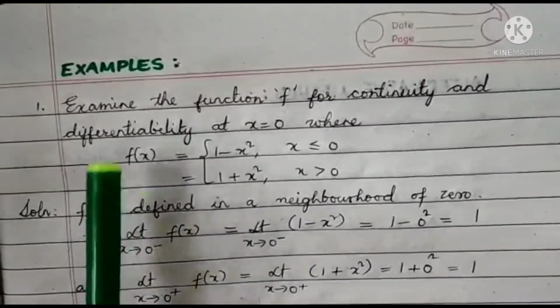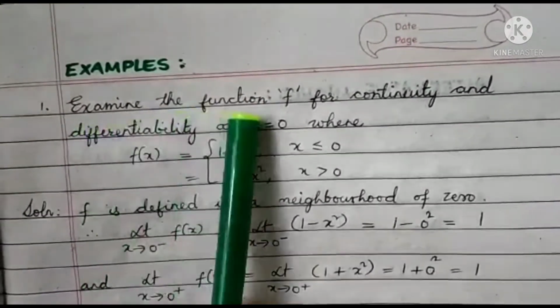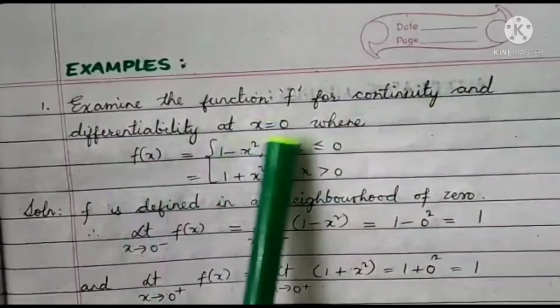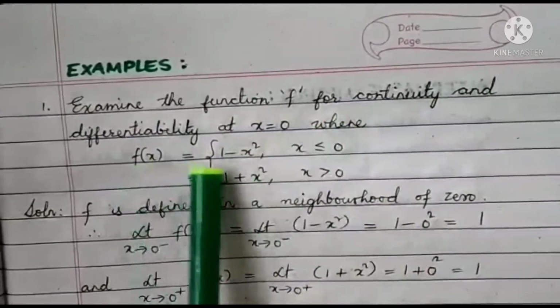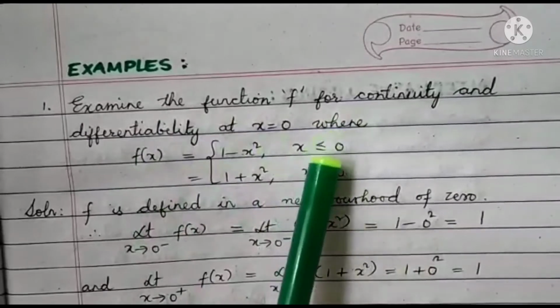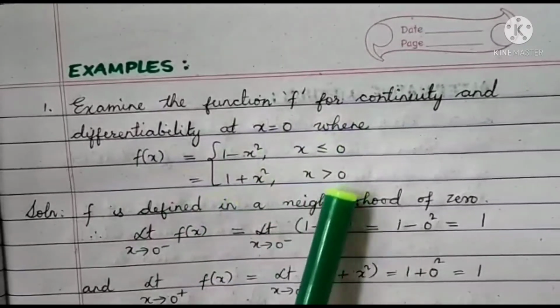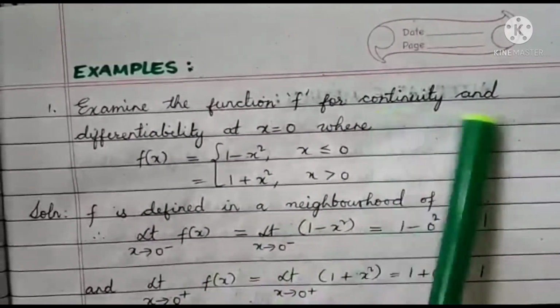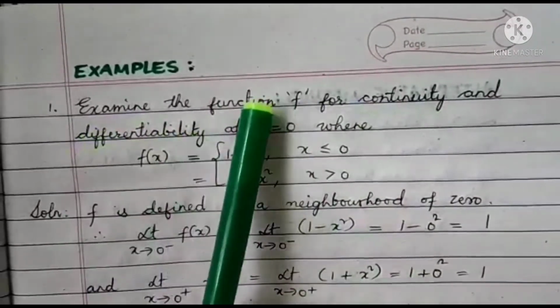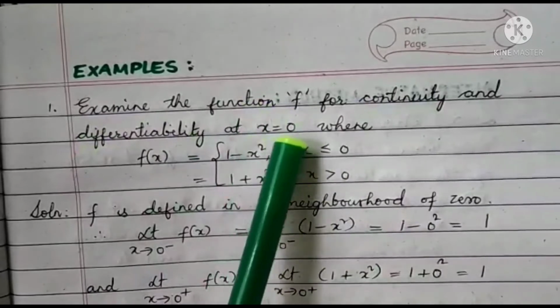Okay, this is the first one. Your question says, examine the function f for continuity and differentiability at x equal to 0, where f of x equals 1 minus x square, where x is less than or equal to 0, and f of x equals 1 plus x square when x is greater than 0. Now, you have to check for continuity and differentiability of the function at the point x equal to 0. So, let us first check for continuity. Okay, now see.